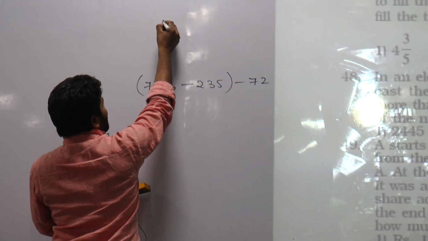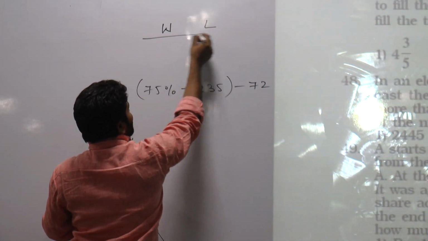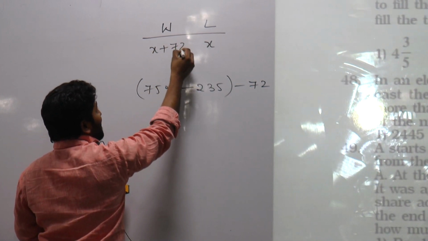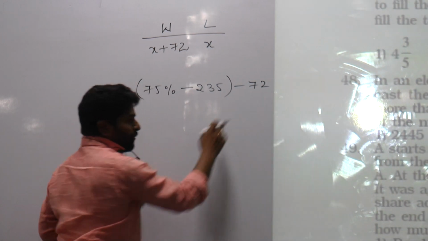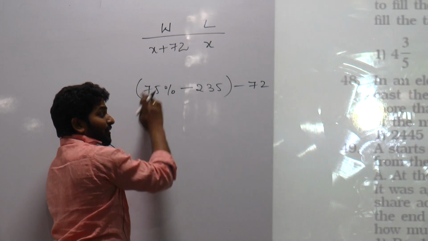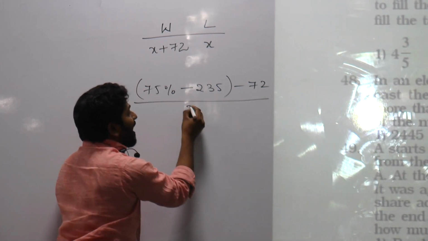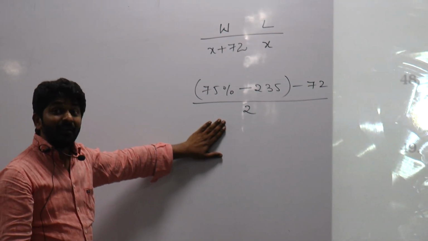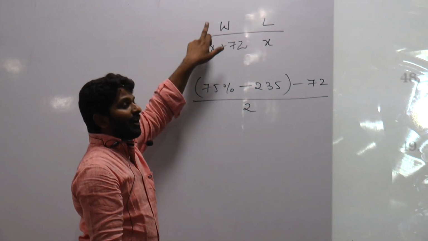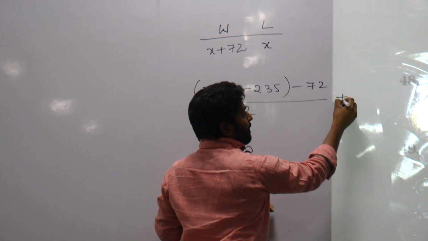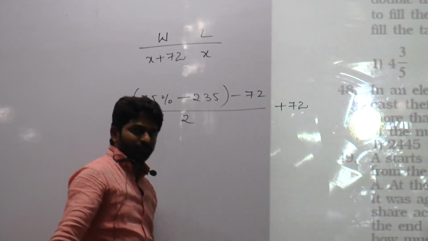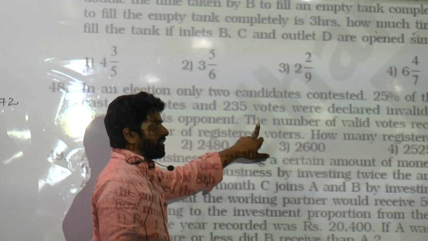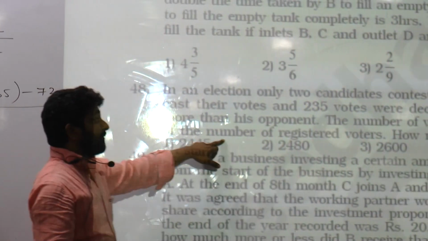Let's say this guy is winner and this guy is loser. Loser gets X votes and winner gets X plus 72 votes. We have subtracted 72 votes. In that case, what is this? 2x. If you take half of this number, you will get number of votes received by loser. But I want to calculate winner votes. So what do I need to do? Plus 72. Clear this?